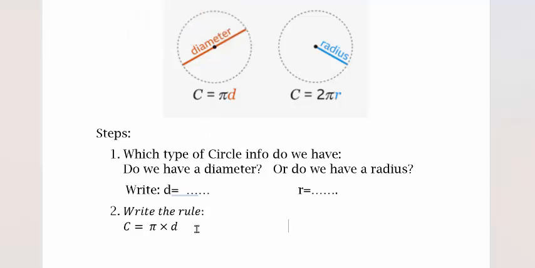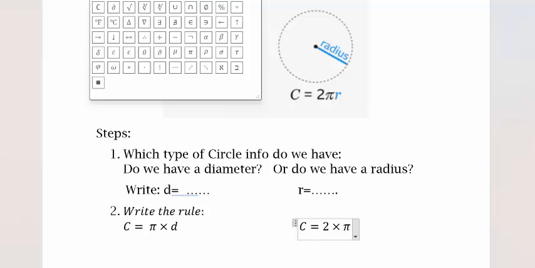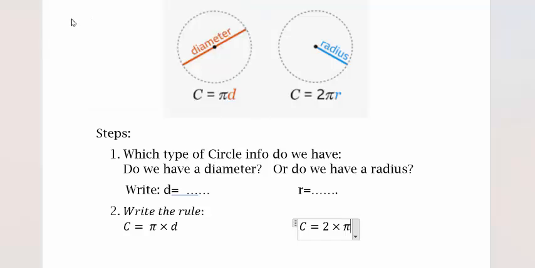And if I have the radius, I'm going to use the other rule, which is circumference equals 2 times pi times the radius. Times the radius. Okay. The hard work's basically done.